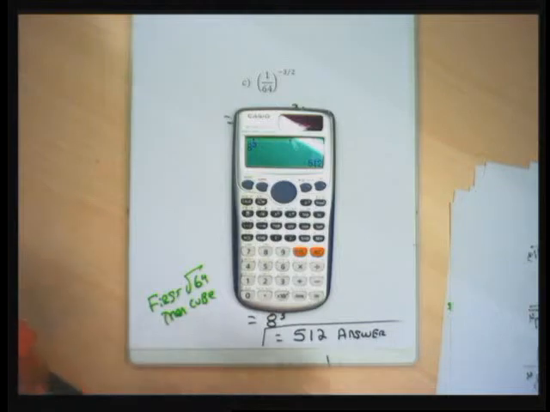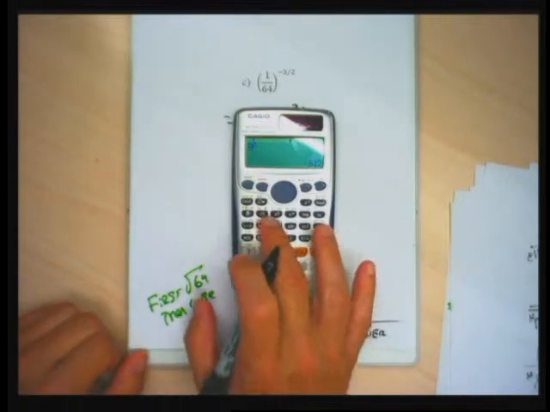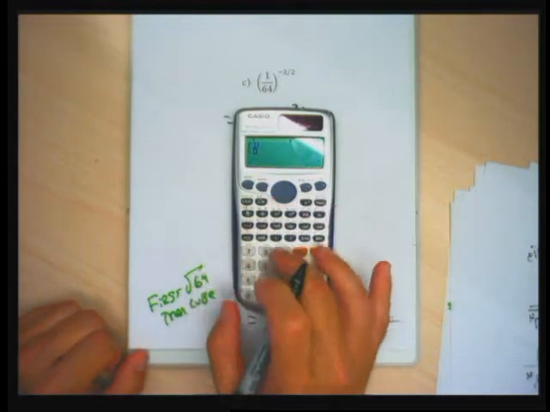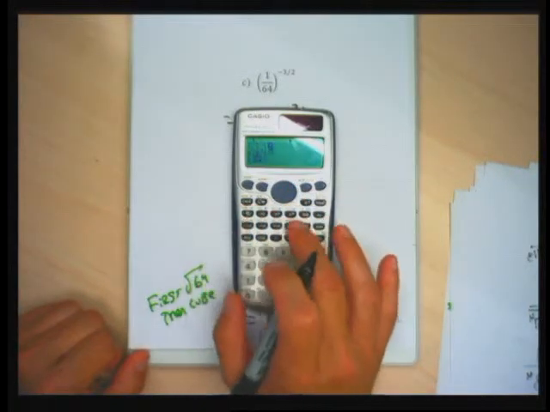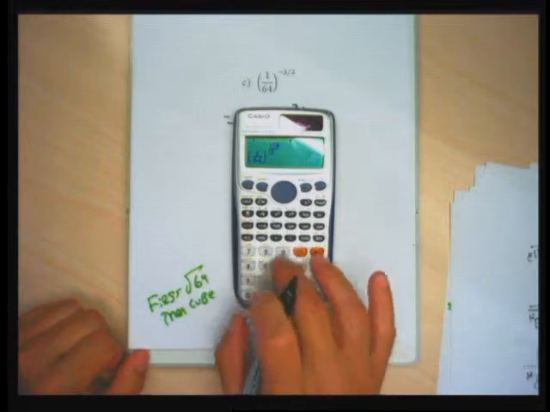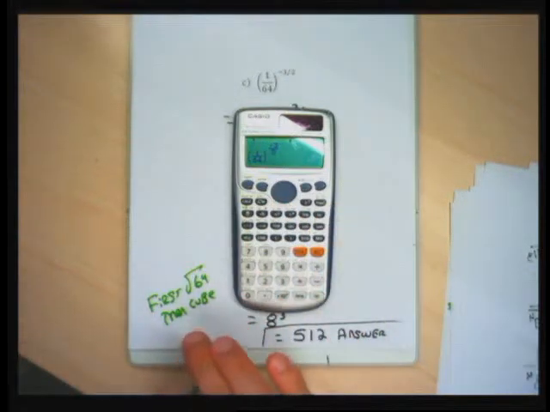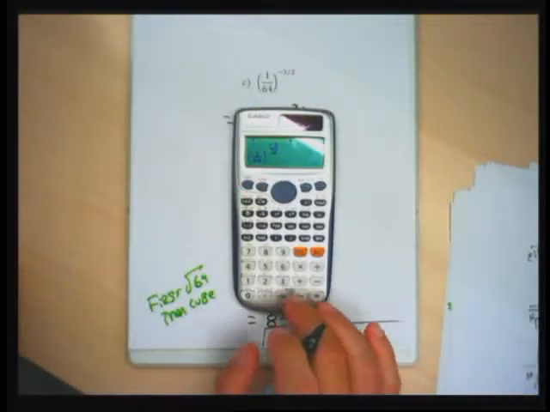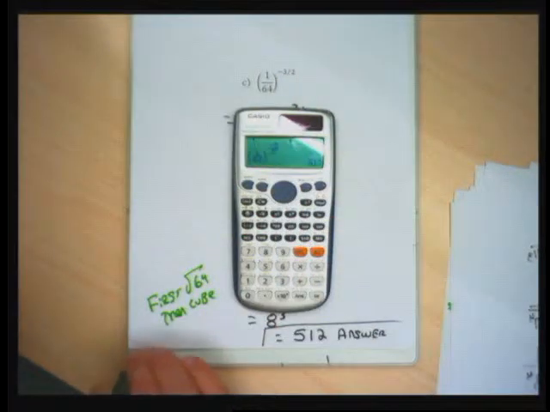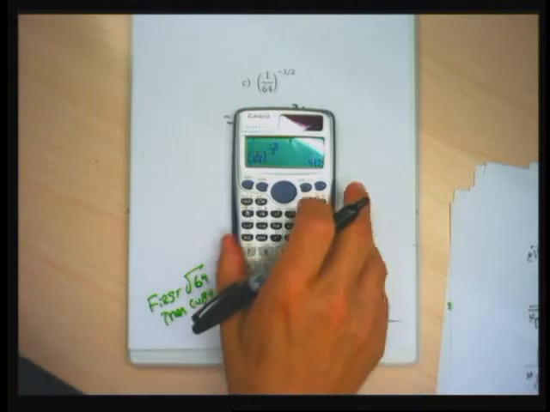Let me do this on my calculator to make sure I haven't messed up. So parentheses, fraction, 1 over 64, parentheses, exponent, fraction, negative 3 over 2. That looks quite a bit like the original problem, other than my fraction's going a little bit different direction, but it's still the same. And I get that 512 again, so I feel good about that answer.